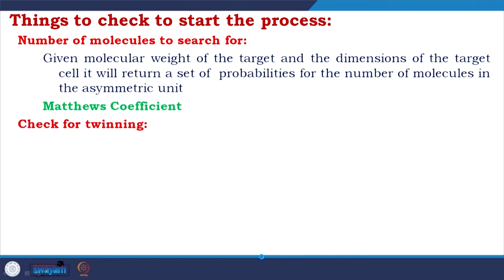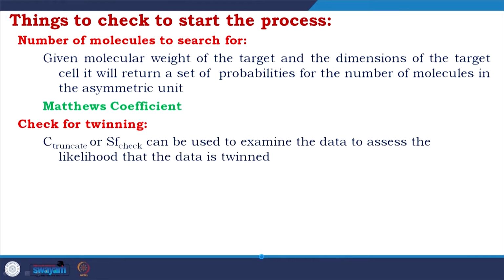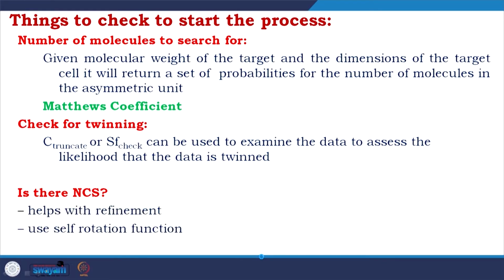We also have to check for twinning. There are programs, C-truncate or SF-check, which could be used to examine the data to assess the likelihood that the data is twinned or not. Is there non-crystallographic symmetry? You also have to check. If you know that it is there, this information would be helpful with refinement and you could use the self rotation function.